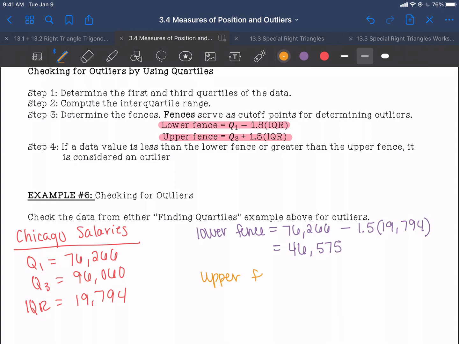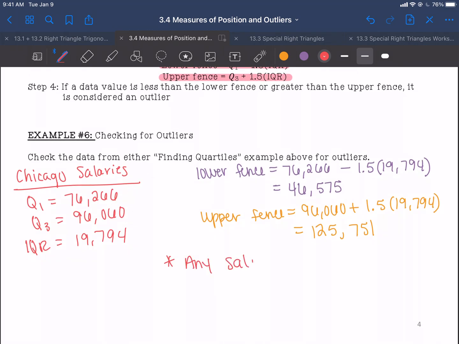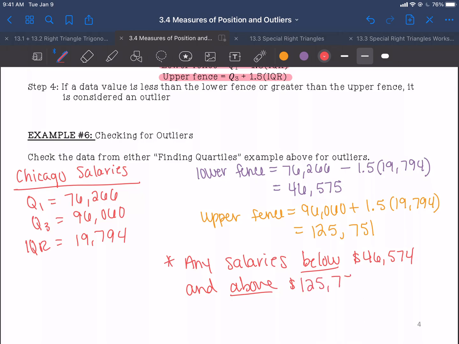Our upper fence is going to equal the third quartile, which is 96,060, plus 1.5 times our interquartile range. That is going to equal 125,751. So what that means is any salaries below our lower fence of 46,575 and above our upper fence of 125,751 are considered outliers.